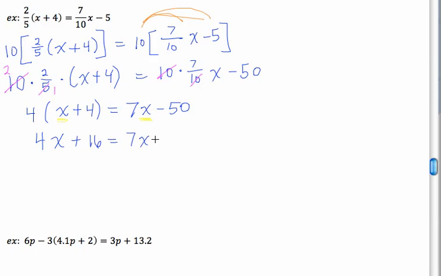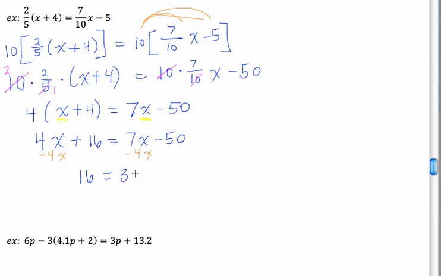Now we're going to solve for x. So we need to put both the terms that have an x on one side. We have a 4x and a 7x, and then all the constants on the other side. I like to do it in such a way that I end up with positive numbers if necessary. The first thing I notice is that 7x is bigger than 4x. So I think it makes sense to subtract 4x from both sides. And that gives us 16 equals 3x minus 50.